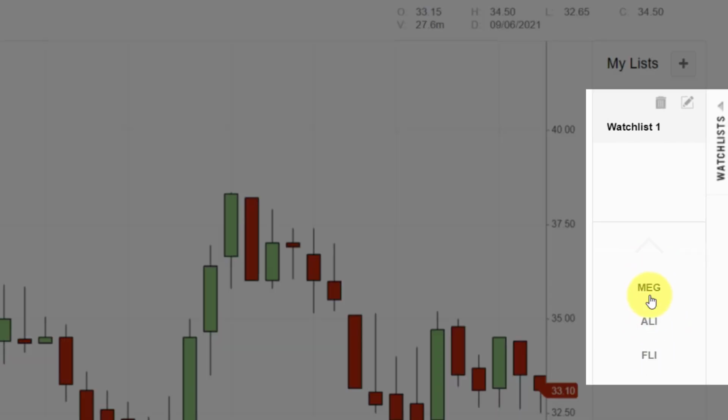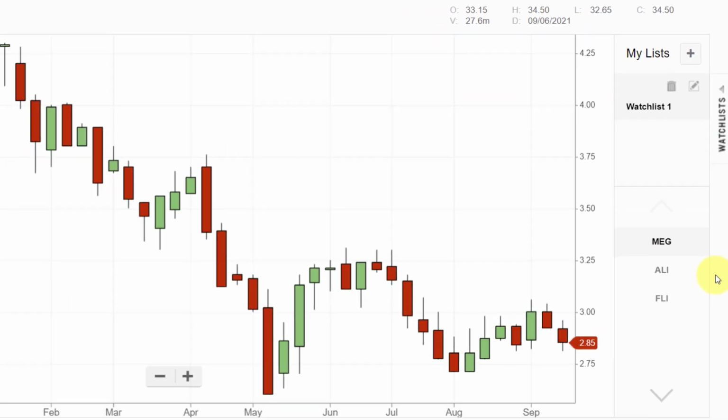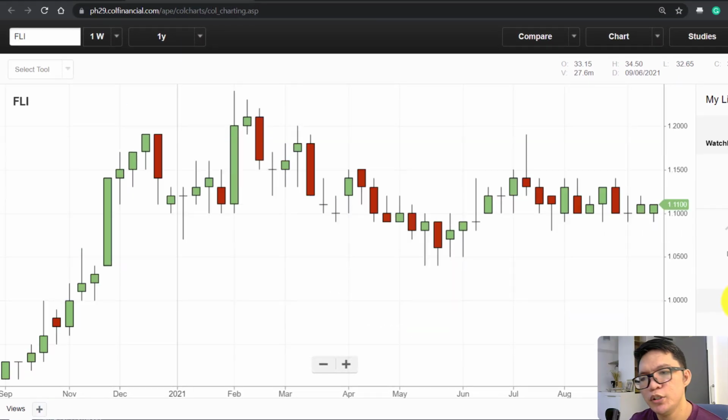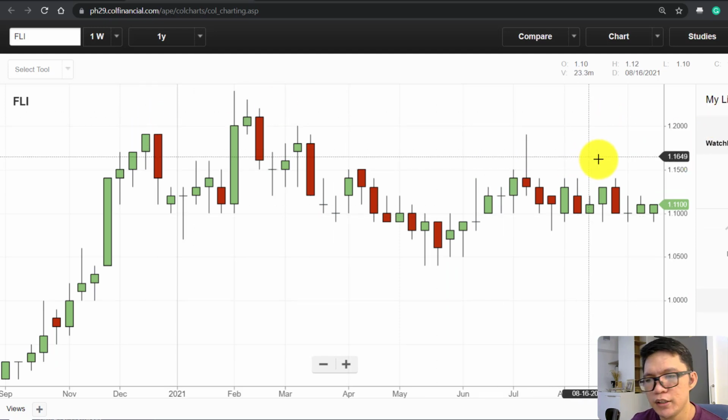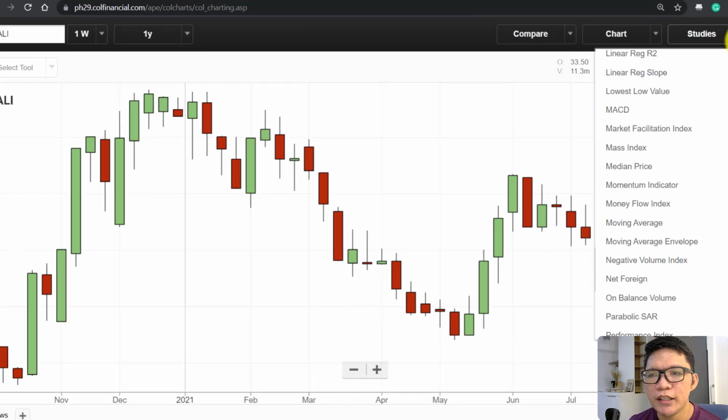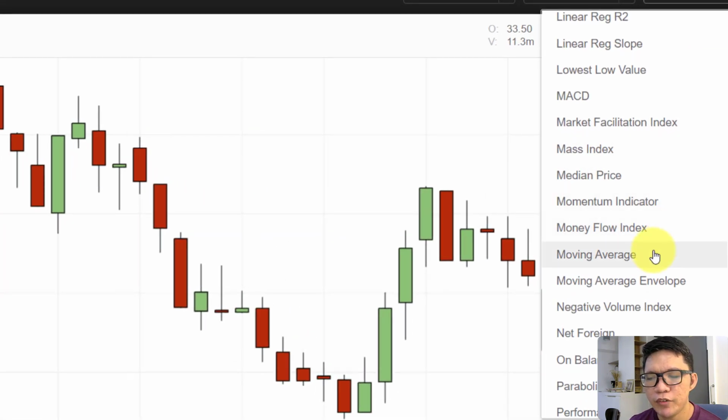So just by clicking, you can scan through all the companies. Okay, so yun yung basic idea nitong charting platform ni COL Financial. So for today's lesson, ang i-discuss naman natin ngayon is yung gamit ng technical indicator na moving average.